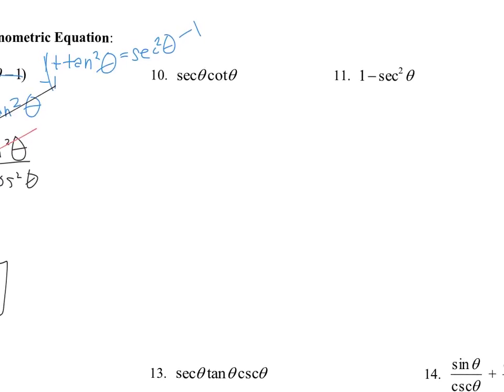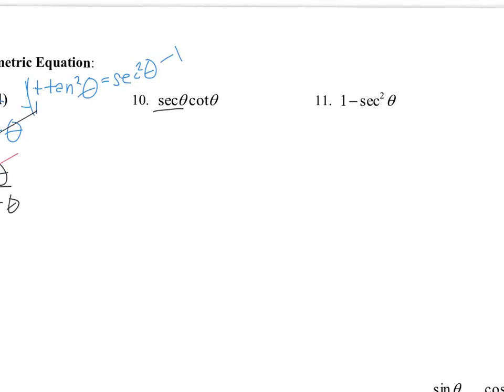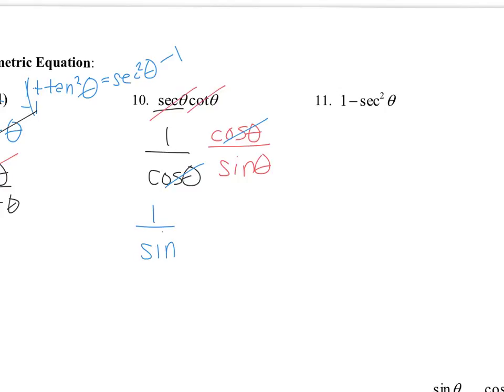So number 10, I don't really see any Pythagorean identities such as cosine squared theta plus sine squared theta equals 1, or 1 plus tangent squared theta equals secant squared theta. But I can just write secant theta as 1 over cosine theta. And I can just write cotangent as cosine theta over sine theta. And then these two cancel out, and I have a much simpler 1 over sine theta because this turns into cosecant theta. These two are reciprocals.